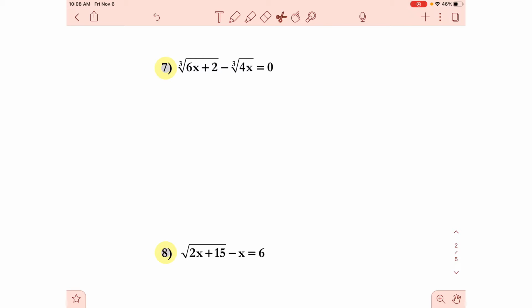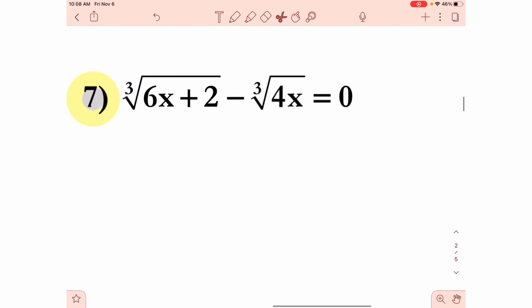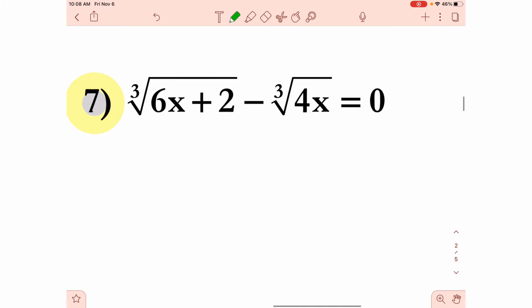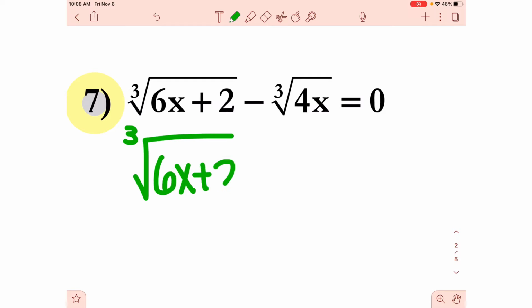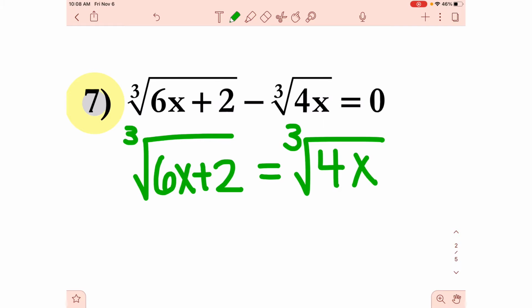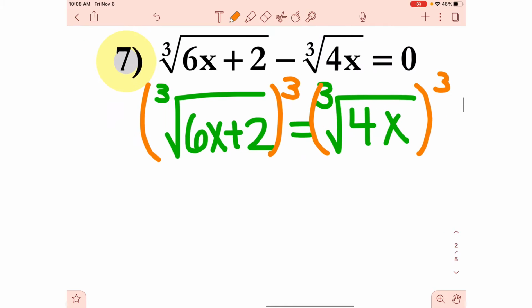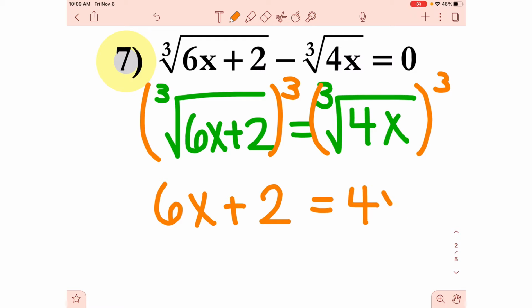I'm going to do numbers 7 and 8 in this video, 7 being cube roots and 8 being a square root problem. So for number 7, I'm going to get one of the cube roots on either side of the equation. So it's going to look like this. The cube root of 6x plus 2 equals the cube root of 4x. And in order to get rid of those cube roots, I'm going to simply cube both sides. So I get 6x plus 2 equals 4x.